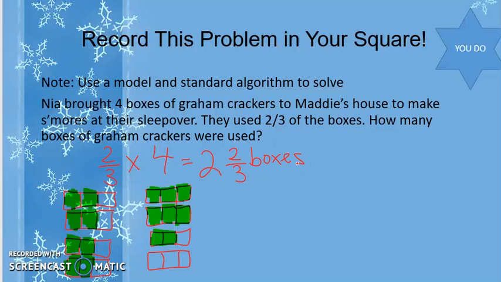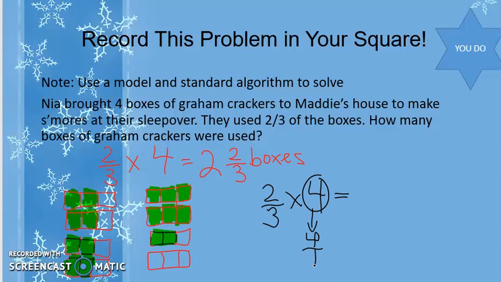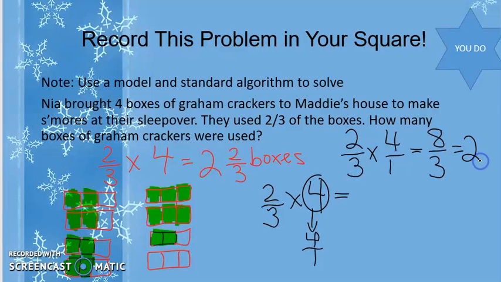And if we wanted to solve this using the standard algorithm, we could have said 2/3 of 4. Remember, this 4 is really like saying 4 over 1. So if you want to rewrite it, you can. If you can just remember we are only multiplying the numerators, that's fine too. So we could rewrite it like this. And we could say 2 times 4 is 8. 3 times 1 is 3. And then we need to simplify this improper fraction. In order to simplify, we're going to ask ourselves, how many times does 3 go into 8? 3 can go into 8 2 times, with 2/3 left over. So 2 2/3.